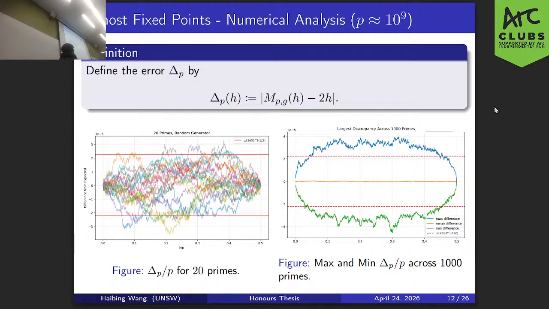But actually, over 1,000 primes, with 20 shown here, the errors are roughly within the two red lines, which are root p in size. That's good. It means it follows what we expect, which is linear in a random map. And the error we see in practice is very, very small. This shows the biggest and smallest ones, and it still falls into this range.